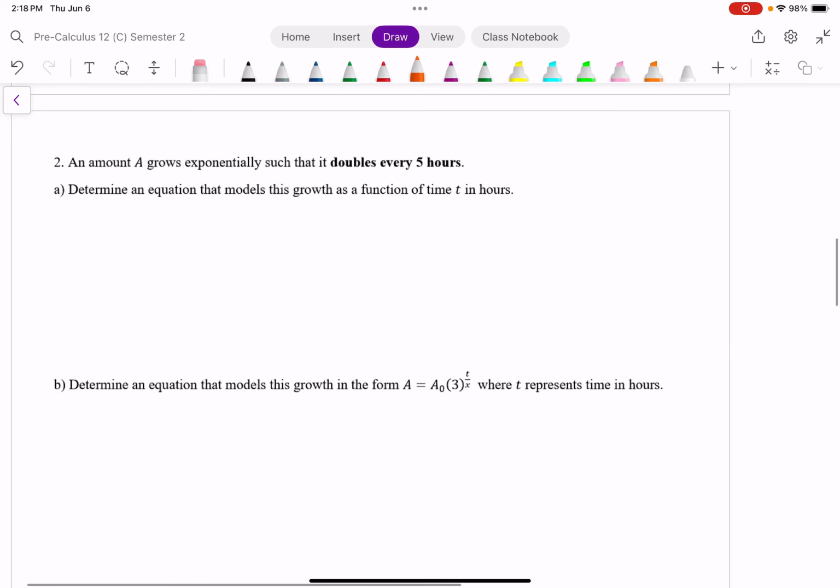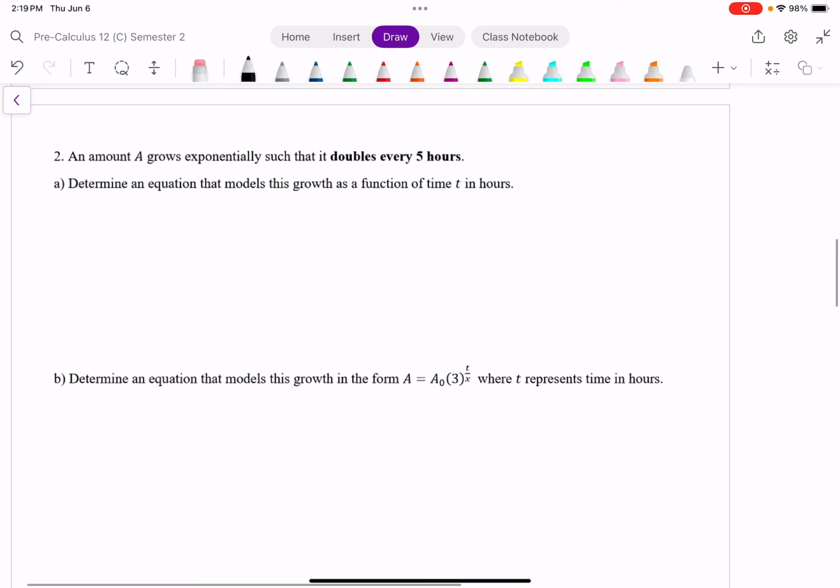All right, next, 3 different approaches on the same setup. I have some amount, maybe it's a population, probably a population of bacteria or something, but it doesn't matter. It grows exponentially such that it doubles every 5 hours. All right, so first I want an equation that models this as a function of time in hours.